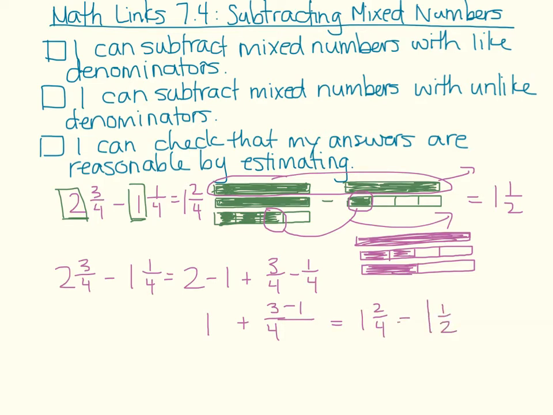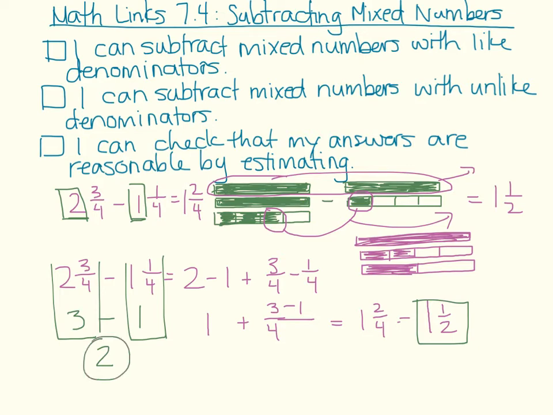To check our answer, we use estimation. 2 3/4 is almost 3. 1 1/4 is almost 1, or just over 1. 3 minus 1 leaves us with 2, so we want an answer that's close to 2. We've got 1 1/2, which is fairly close to 2, and when we look, we can see that 3 is an overestimate and 1 is an underestimate. So we're starting with an overestimate, we're taking away an underestimate, so of course our answer is going to be a little bit larger than what we're actually looking at, which it is when we look at 1 1/2.